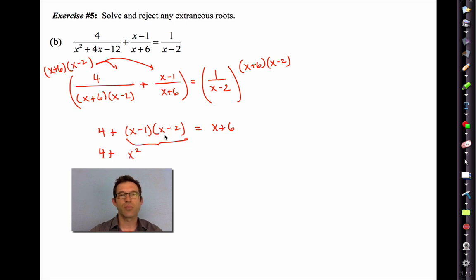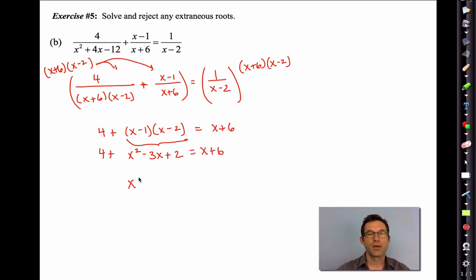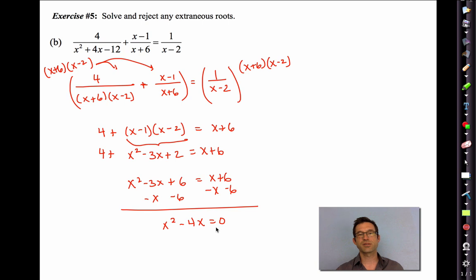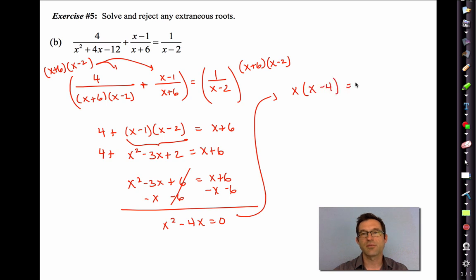What will that be? X squared minus x minus 2x is minus 3x, negative 1, negative 2, positive 2, equals x plus 6. So x squared minus 3x plus 6, right? 2 and 4 is 6, equals x plus 6. Whew, a lot of writing again. Oh, that's weird. I get x squared minus 4x equals 0, right? These two just canceled. I'm going to still use the zero product law. I can factor an x out. X times x minus 4 is 0.